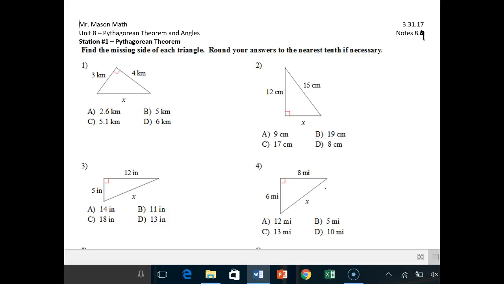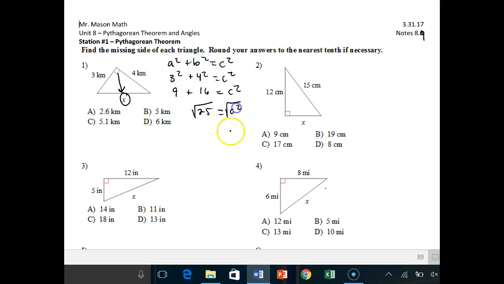So Station 1 is find the missing side of each triangle, rounding your answers to the nearest tenth if necessary. Remember, when we are trying to find a missing side of a right triangle, we can use the Pythagorean theorem. If the hypotenuse is missing, the easiest thing to do is a squared plus b squared equals c squared. So in this case, 3 squared plus 4 squared is equal to c squared, or 9 plus 16 is equal to c squared. c squared is 25. That is not your answer. Remember, you have to take the square root. So c in this case is equal to 5.